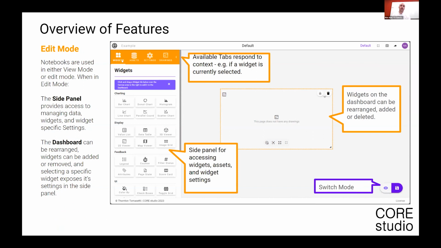And the side panel will now have a set of tabs geared towards uploading and managing data, adding and removing widgets, controlling widget settings, and you can reconfigure your dashboard. You can delete widgets, add new ones, and set everything up. If you want to start interacting with that layout you've created in edit mode, you need to switch back to view mode. And so it's important to keep track of which one you're in. If you're looking for your dataset upload button when you're in view mode, it's not going to be there.